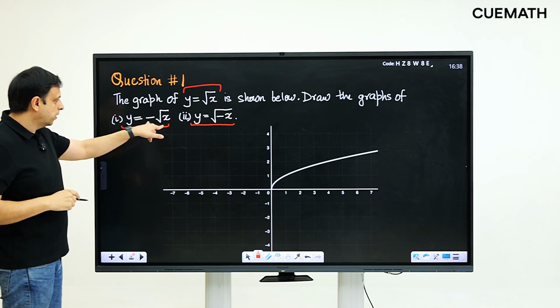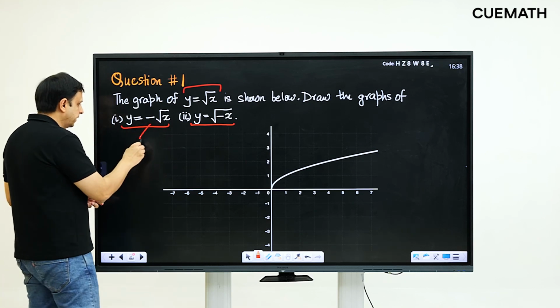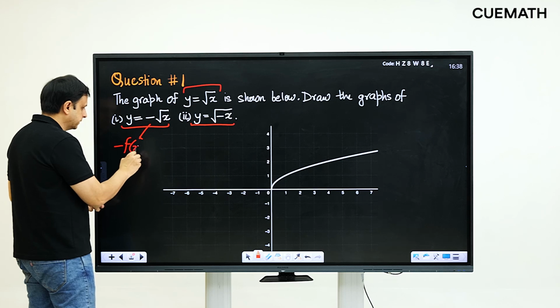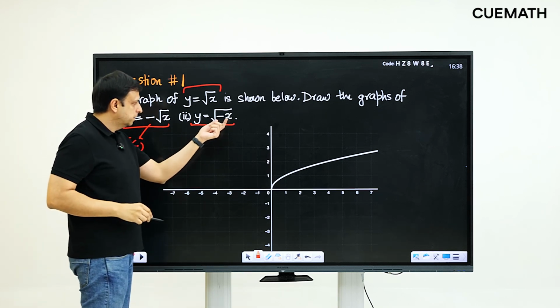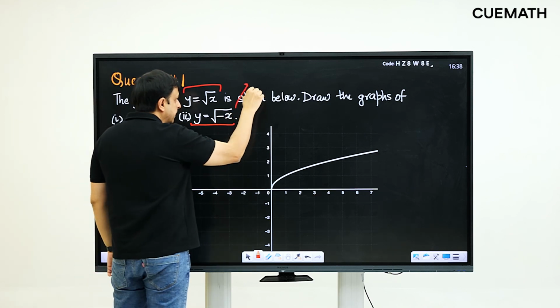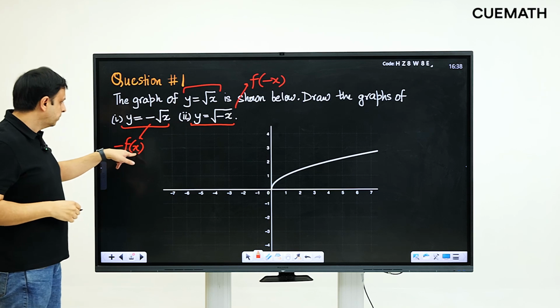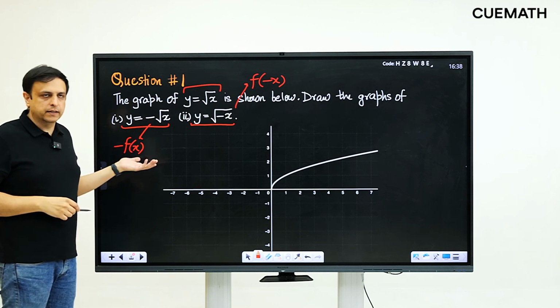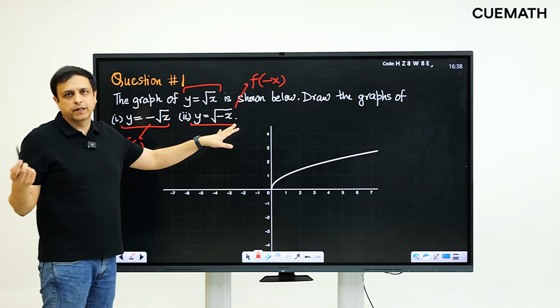So, in this case, you are applying the negative sign to the overall function. So, this is the case where you do minus f of x, whereas this is a case where you are making the argument itself negative. So, this case here is f of minus x. So, this one should be a reflection of the original graph in the x axis, and this one should be a reflection of the original graph in the y axis.